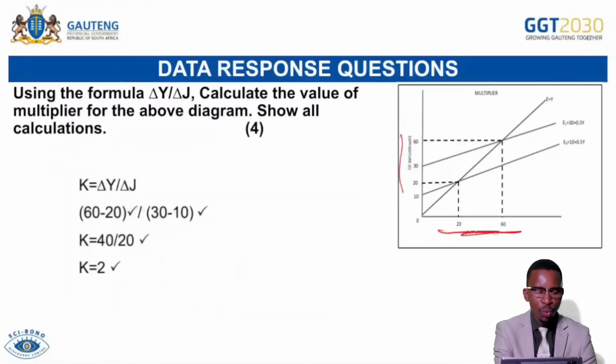So 60 minus 20, and then divided by 30 minus 10. So 40 over 20 gives us 20.